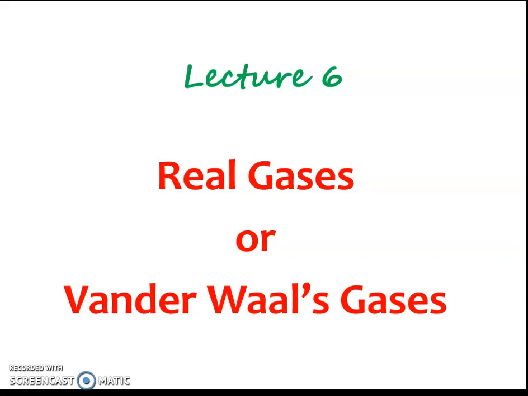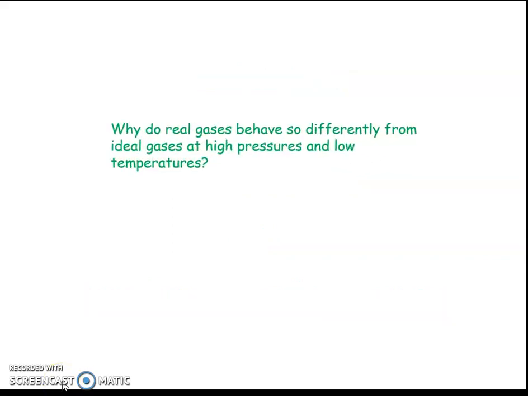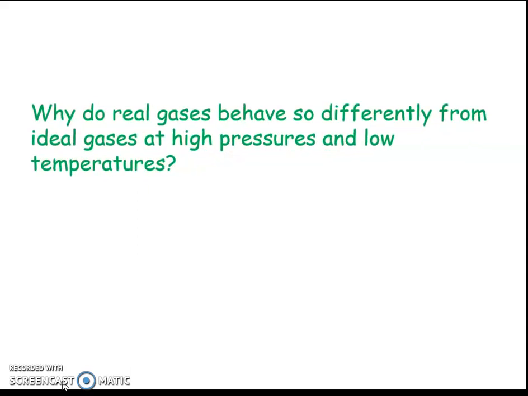In this lecture, we consider the properties of real gases and how and why they differ from the prediction of ideal gas law. Real gases approach ideal behavior more closely at higher temperature and low pressure. But under high pressure and low temperature, they behave differently. Why does this happen?